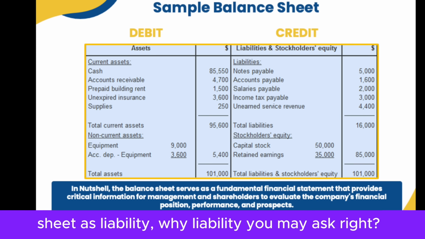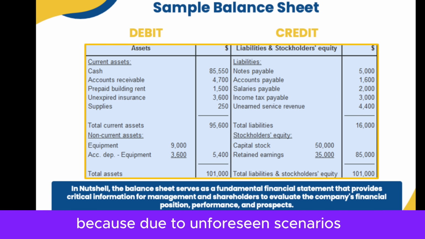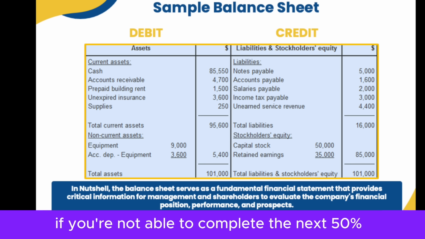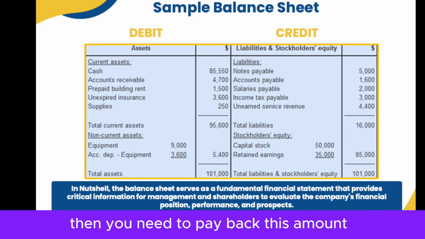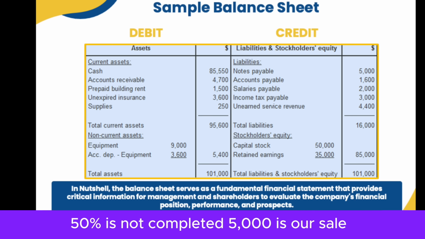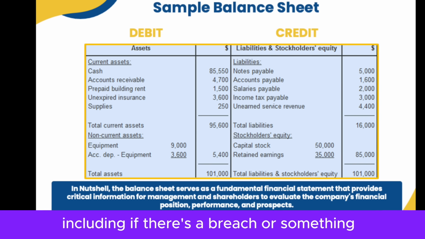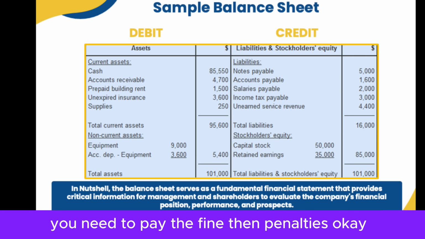Until then, your sales will be considered as 5,000 and the 5,000 will be parked in the balance sheet as liability. Why liability, you may ask? Why is this a liability when you have a customer who has paid you the amount? This is a liability because due to unforeseen scenarios, if you're not able to complete the next 50%, then you need to pay back this amount to the customer, saying 50% is completed, 50% is not completed, 5,000 is our sale, and 5,000 has to be returned to the customer, including if there's a breach or something, you need to pay the fines and penalties.